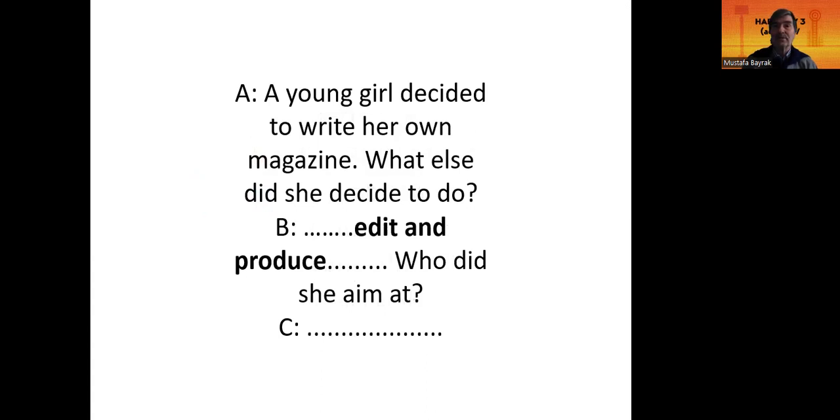A young girl decided to write her own magazine. What else did she decide to do? She also decided to edit and produce a novel. Who did she aim at? She aimed at his father.